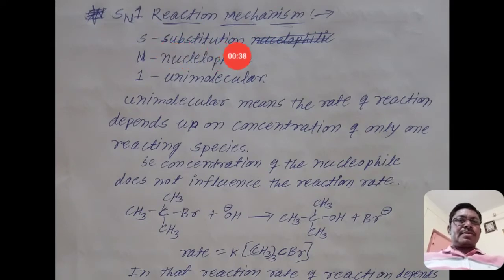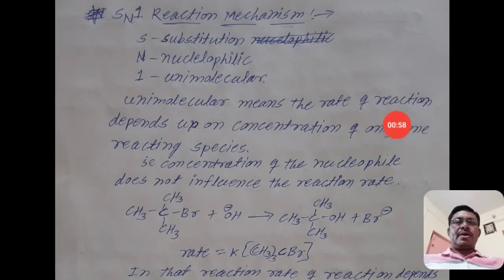S means substitution, N means nucleophilic, and 1 means unimolecular. Uni means one, or first order reaction, that is the SN1 reaction. Nucleophilic substitution first order reaction, or nucleophilic substitution unimolecular reaction. Unimolecular means the rate of reaction depends upon the concentration of only one reacting species.